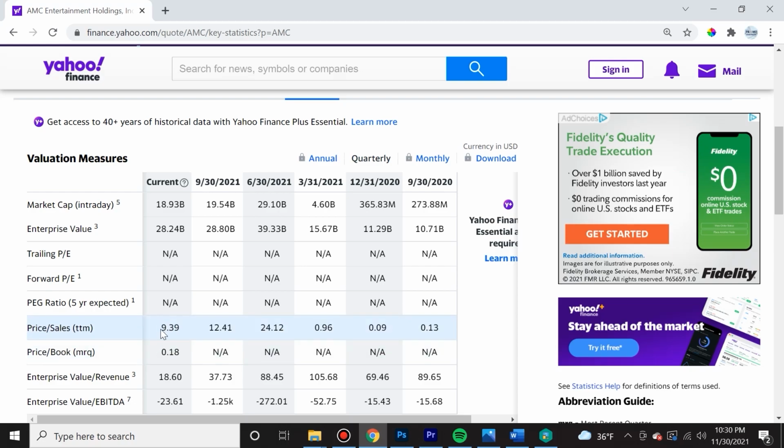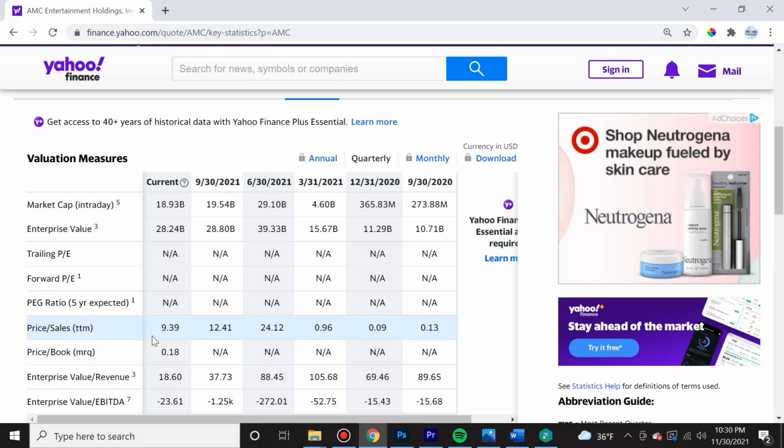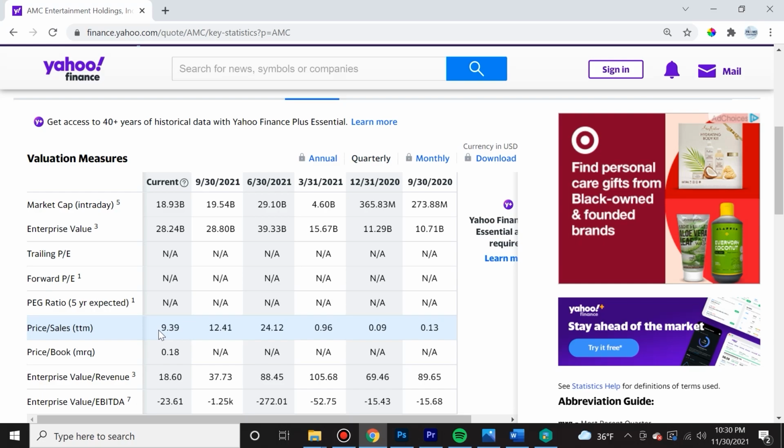And also, just a general rule, if PS is under 1, that's an excellent price to sales ratio, just generally speaking. Anything below 3, maybe 1 to 3, is considered good. Below 1, it's considered excellent. And anything above 3, you should kind of watch out for and figure out why the PS ratio is trading at such a high multiple at that time.